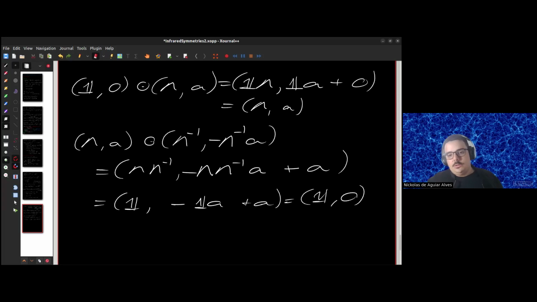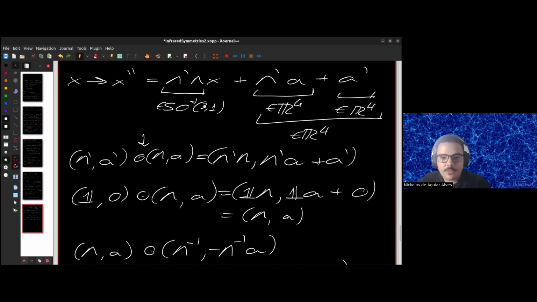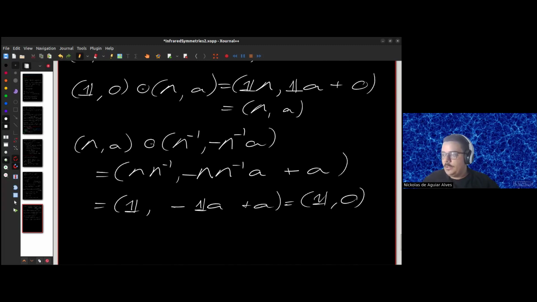So you see, you still need to check for associativity. I'm not going to do this here, but you can do it at home. And at the end, you do conclude that the Poincare group is indeed a group, as you would expect.